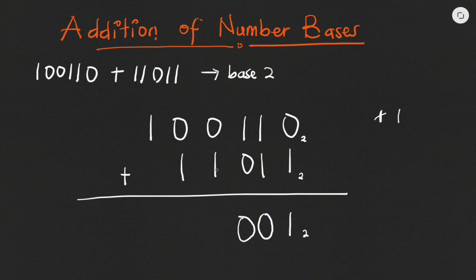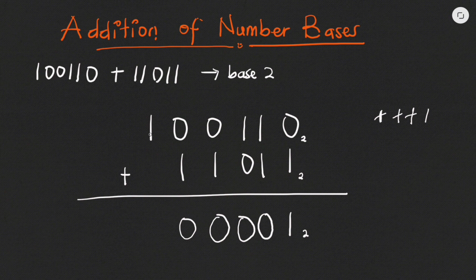So I move on to the next one. 0 plus 1 is 1, plus the 1 that we already carried, making 2. It's the same thing: 2 will go in there once, remainder 0. So I write 0. Then I come to the next one. 0 plus 1 is 1, plus the 1 that we carry, it's 2. So the base will go in there once, and it's left with 0. We write that.